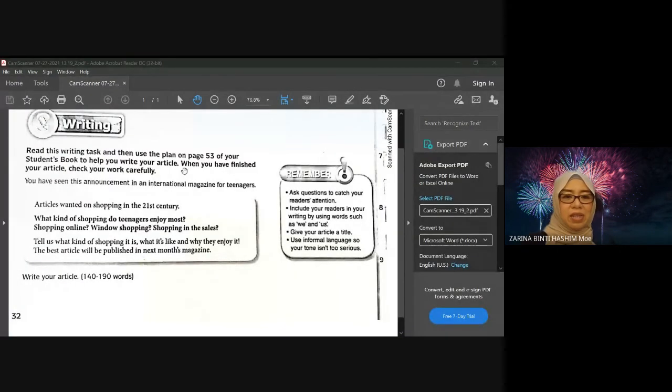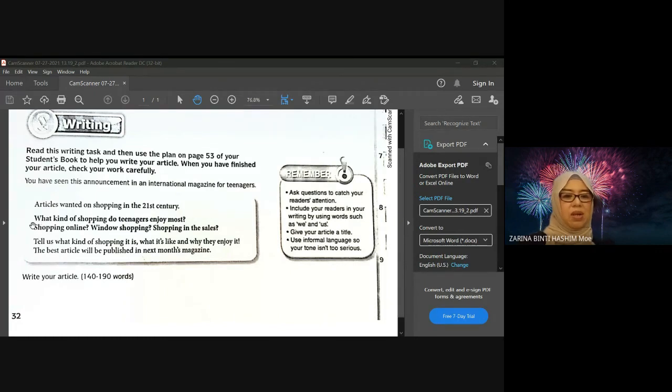Okay, read this writing task and then use the plan on page 53 of your student book to help you write your article. So when you have finished your article, check your work carefully. Okay, so you have seen this announcement in an international magazine for teenagers. Okay. Articles wanted on shopping in the 21st century.